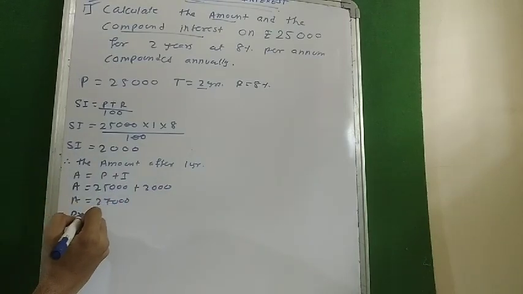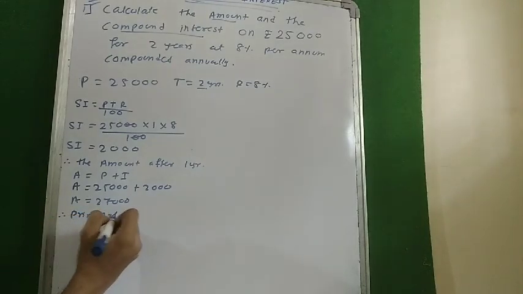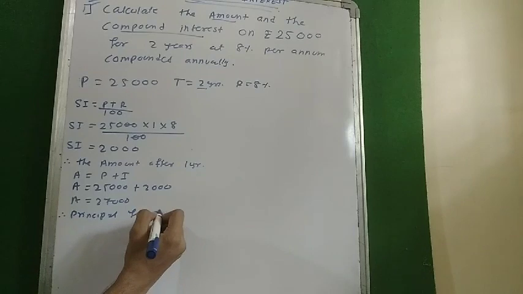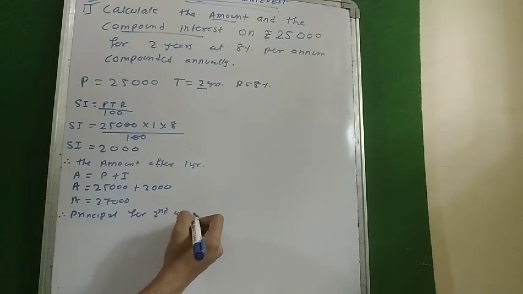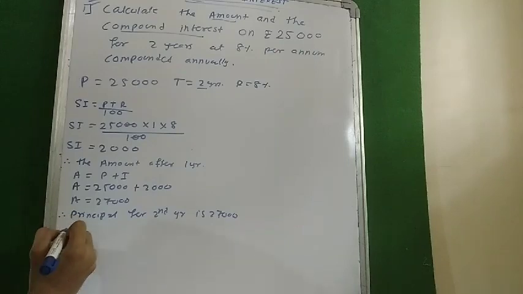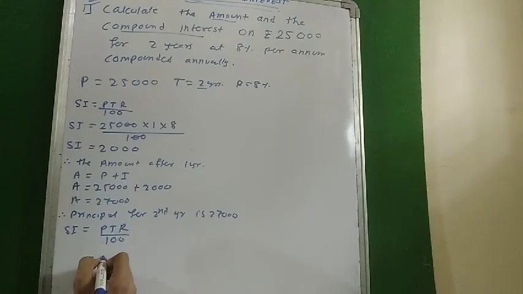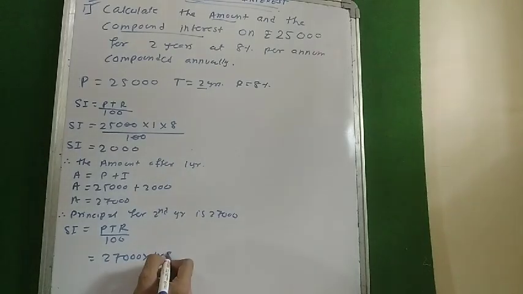Therefore, principal for second year is 27,000. So again, simple interest is equal to PTR upon 100. So we have 27,000, time is 1 year, and what is the rate? It is 8% upon 100.